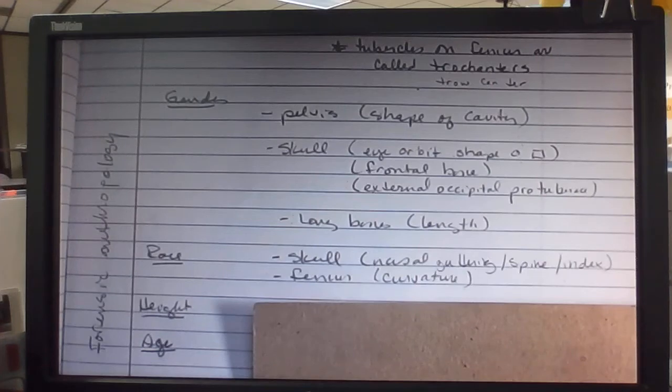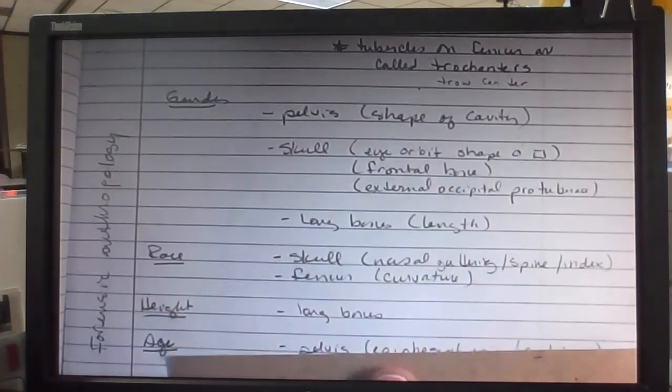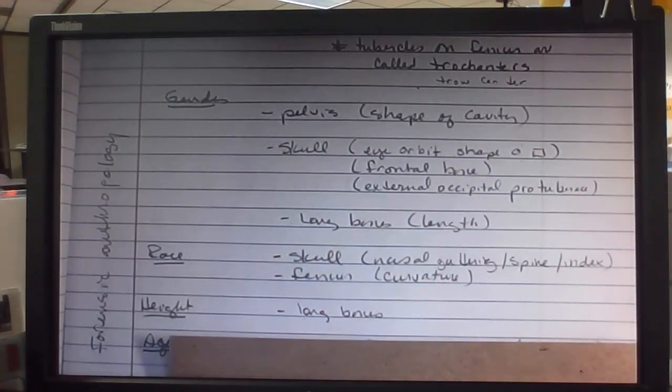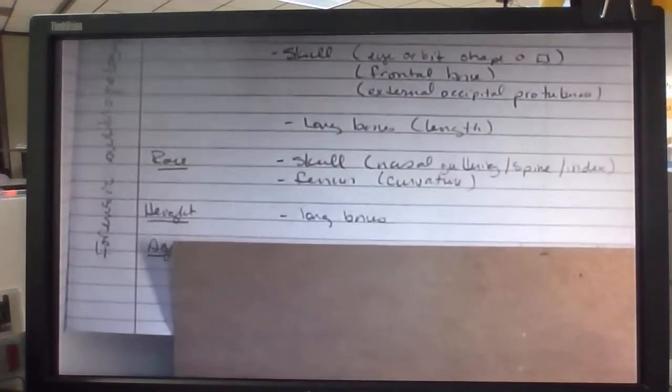For height, you can apply equations to the size, to the length of the long bones, and that'll give you an idea of the height of that person. That can also help you narrow down information in terms of what missing person we're looking at.